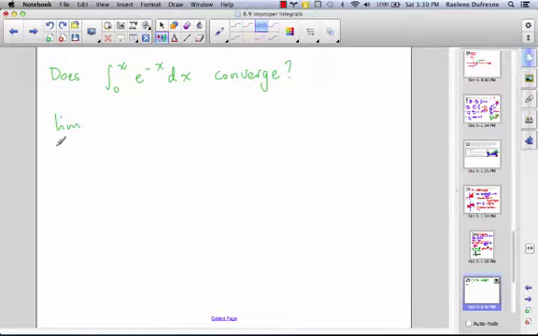Limit as t approaches, rather this should be infinity, not x at the top. Limit as t approaches infinity of the definite integral from 0 to t, e to the negative x dx. And we consider the convergence or divergence of this improper integral because it is one that we can work out. So the antiderivative is negative e to the negative x, evaluated from 0 to t.